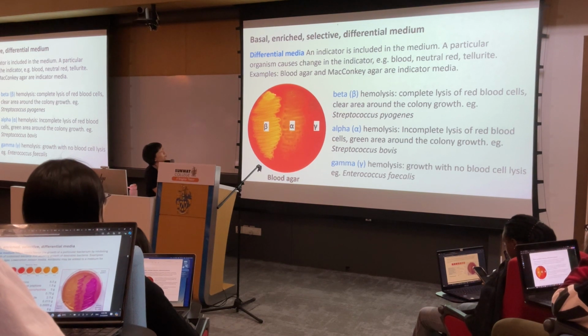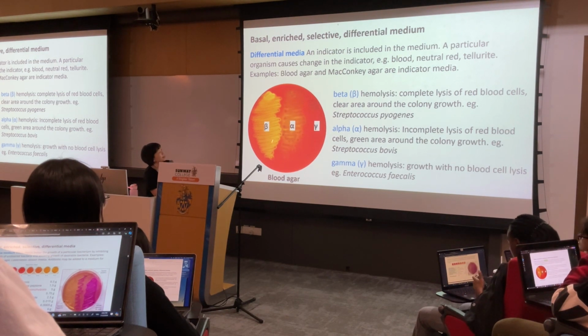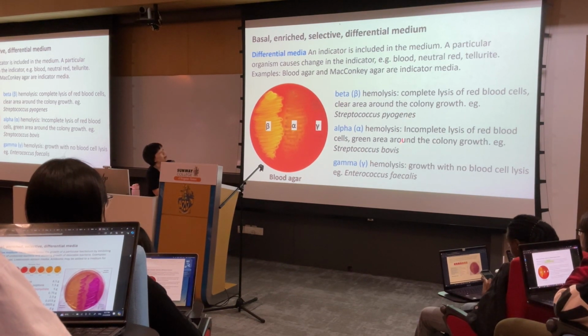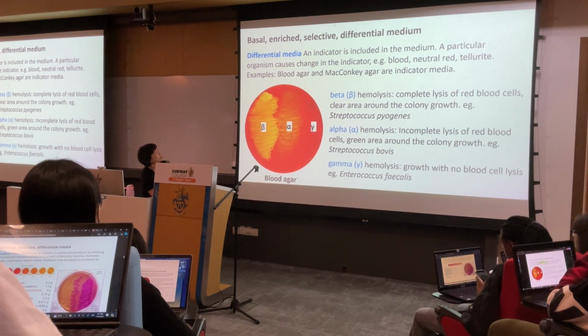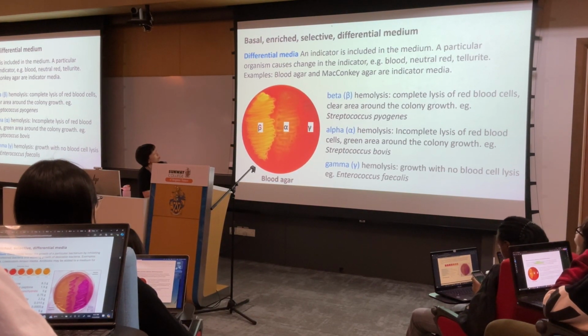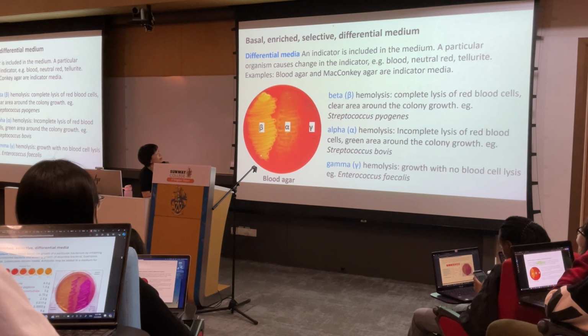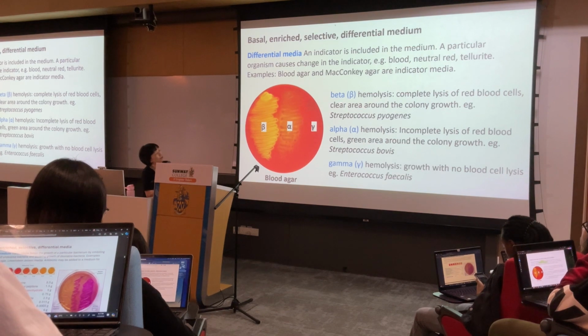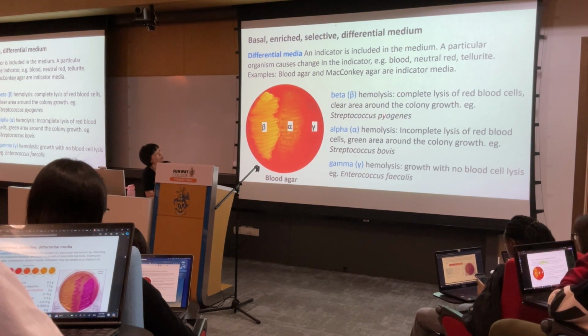Now, it depends on how well the bacteria can lyse the red blood cells, so it depends on the pattern of cell lysis. They can be called beta, alpha, and gamma. Beta looks like this: all along the bacterial colony growth, it is clear of the red color, because the red blood cells have been lysed. So it's a complete hemolysis of red blood cells. The example is Streptococcus pyogenes.